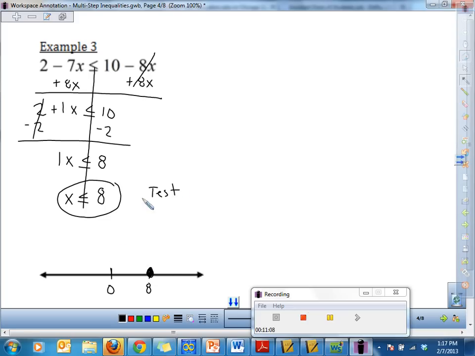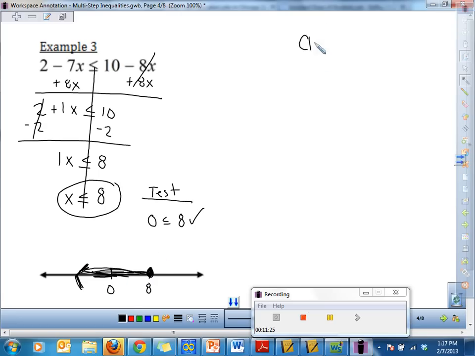I'm going to pick a test point. I think that I need to graph to the left this way, but let's just check. A test point is 0: 0 is less than or equal to 8. Yes. So I need to graph to the left.